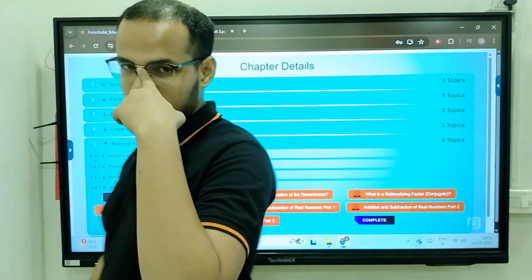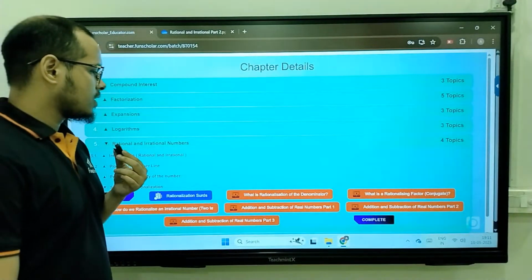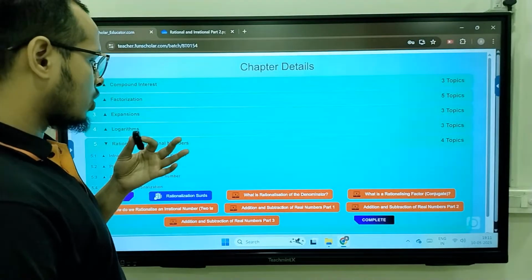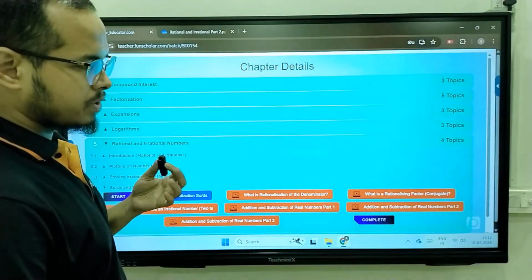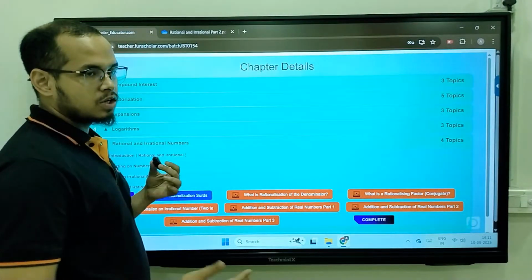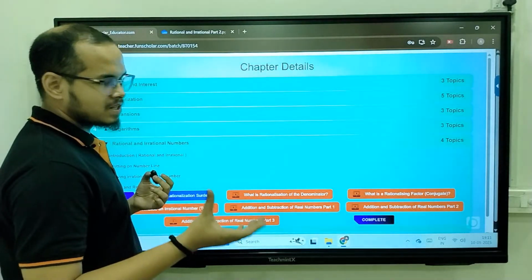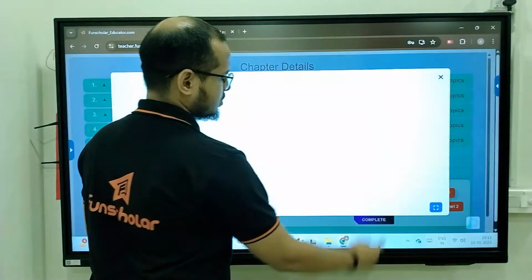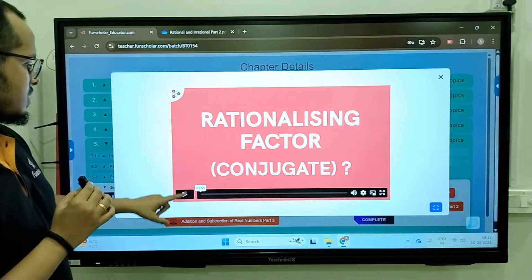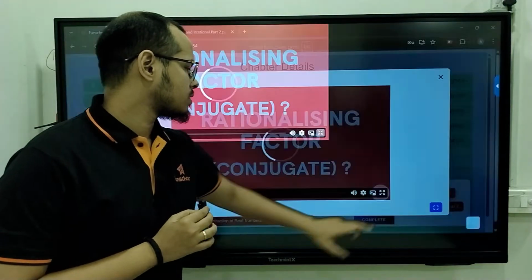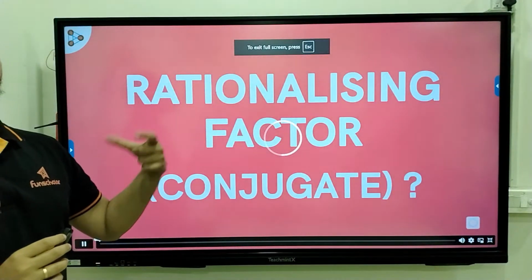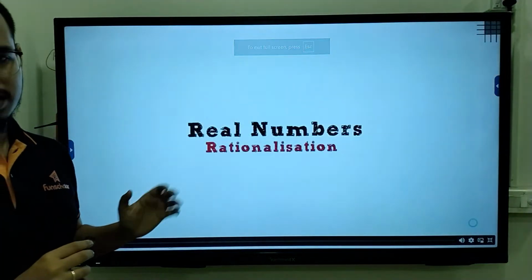Wasn't that the same exact thing that we just did? Okay, so we have understood how to rationalize the denominator. Then what is rationalizing factor or conjugate? This term conjugate is not a very difficult thing to understand, but let's give it a watch. Okay, conjugate is when we have more than one term, like 2 plus root 3, like that. Okay.